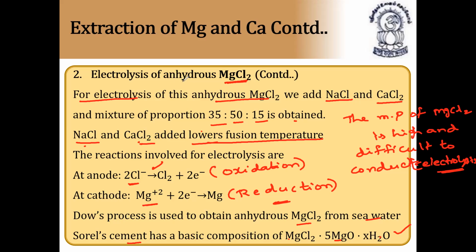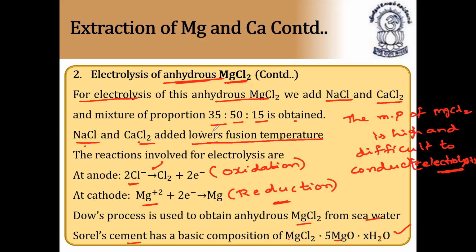Anhydrous means without water. To the anhydrous magnesium chloride, a small amount of NaCl and calcium chloride is added in the proportion of 35 to 50 to 15. Why? To increase the conductivity and also to decrease the fusion temperature. These two are added because the melting point of magnesium chloride is high and it is difficult to conduct electrolysis. If you add these two as impurities, the melting point of magnesium chloride is lowered and then it is able to conduct.